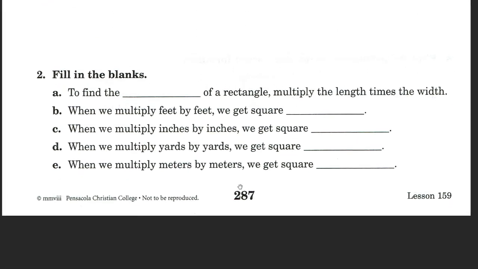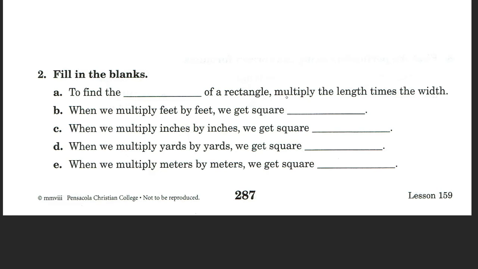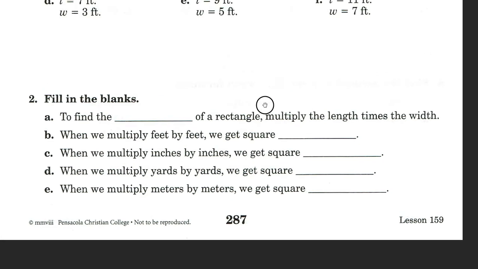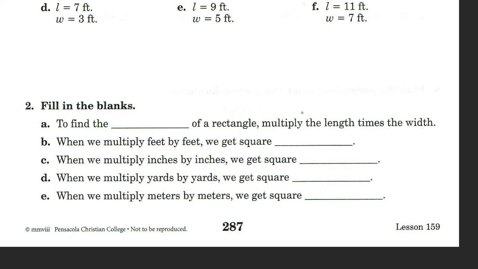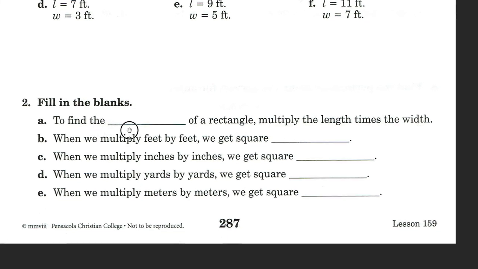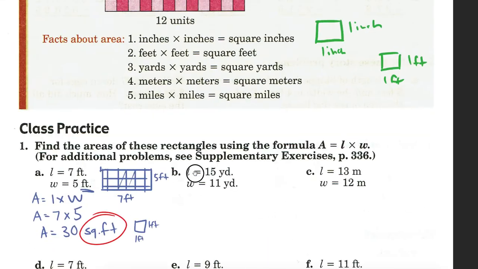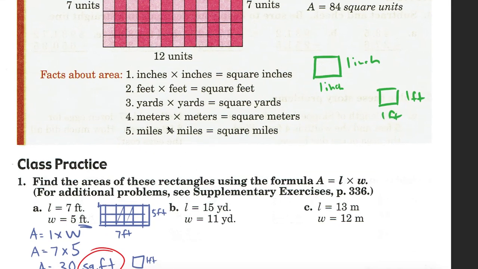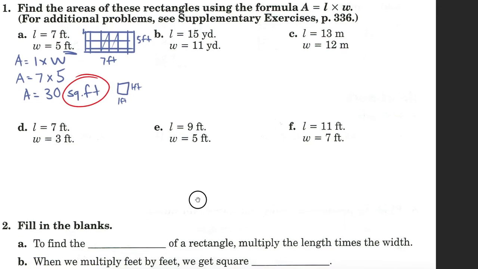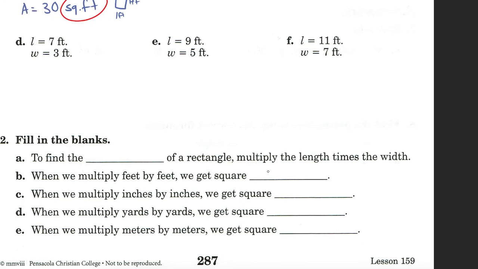Number 2, fill in the blanks. To find the blank of a rectangle, multiply the length times the width. So when we multiply the length times the width, we are finding the what? We just went over it. I think you guys should be able to figure that out. When we multiply feet by feet, we get square what? If you need help, look at this. If you multiply feet by feet, we get square feet, of course. What if you multiply inches by inches? That's square what? I shouldn't have to tell you the answer to that.